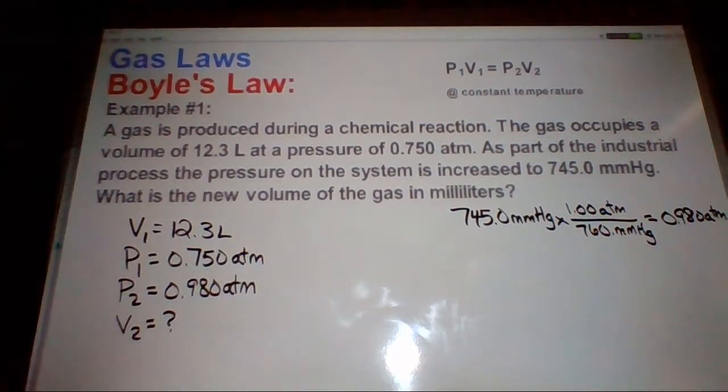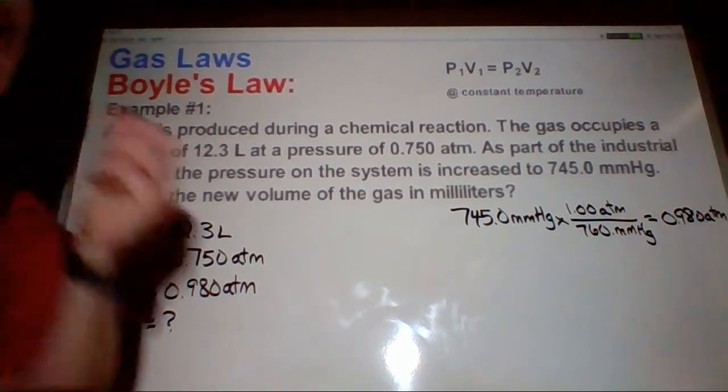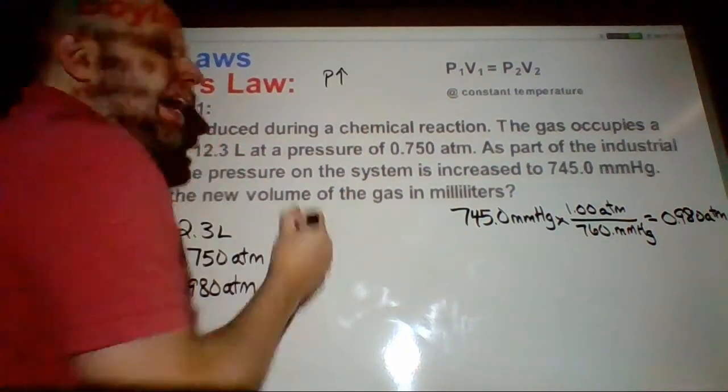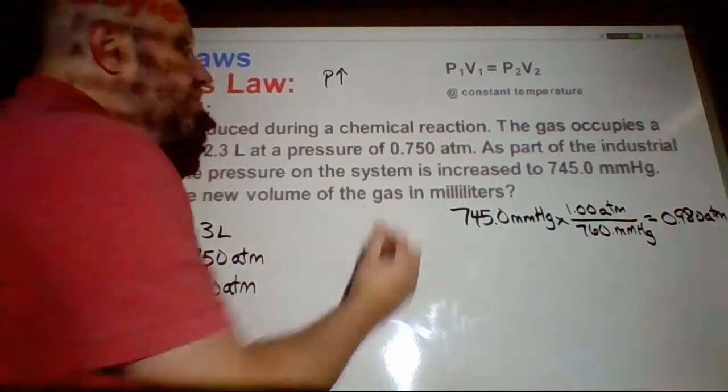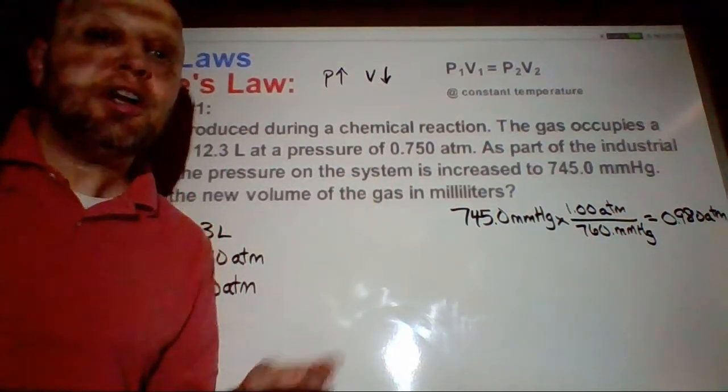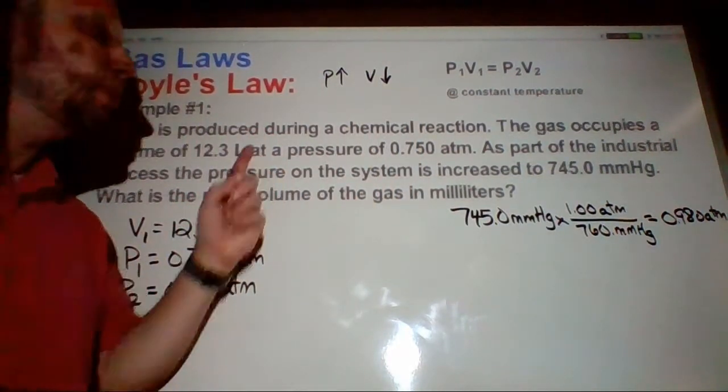Our volume 2 is our unknown. As part of the industrial process, the pressure is increased to 745.0. What is the new volume? Now, think about this for a second. If pressure is increased, and this is an inverse relationship, volume needs to decrease. That means when we get an answer, it better be less than 12.3 liters.